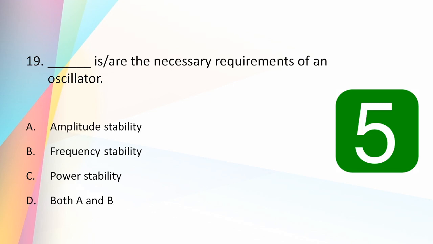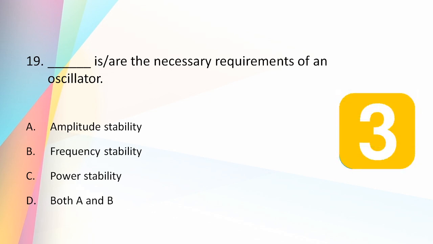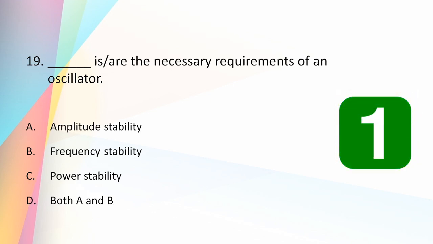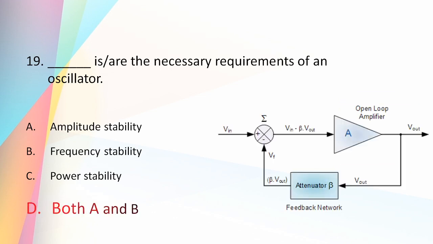Dash is or are the necessary requirements of an oscillator: amplitude stability, frequency stability, power stability, both A and B. And here you go. And the answer is both A and B. The amplitude and the frequency stabilities are the primary requirements of an oscillator, which determine the ability to maintain constant amplitude, sustained oscillations, and desired frequency of the output waveform.